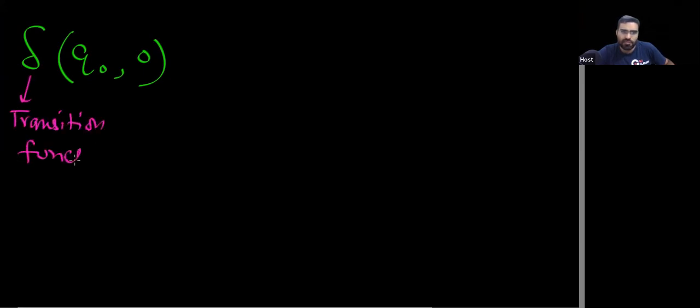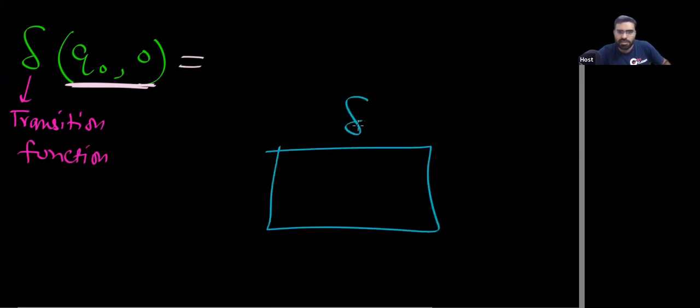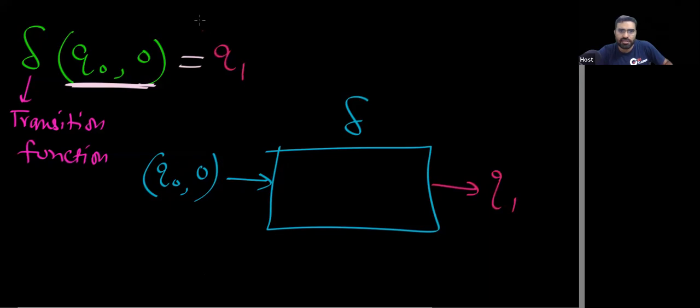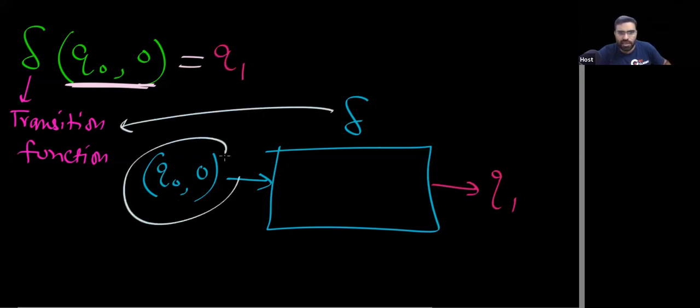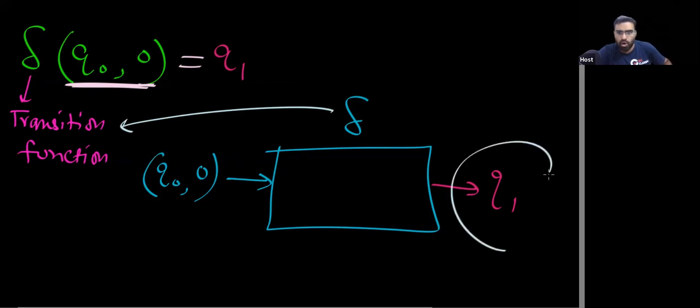So if the input is this, then what will be the output? To this transition function, if the input is Q0, 0, then the output is going to be Q1. So you will go to state Q1. Very simple. Remember, to this transition function, if the input is Q0, 0, then the output will be Q1.